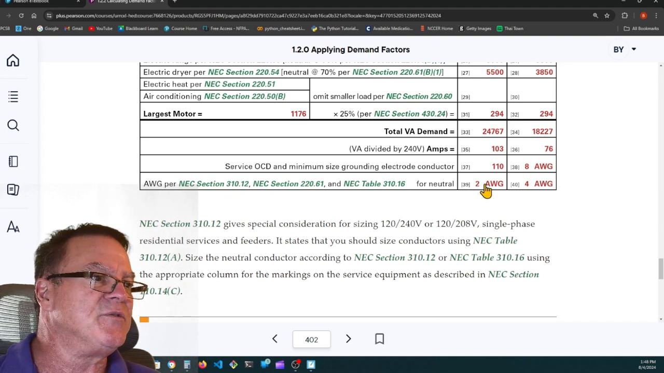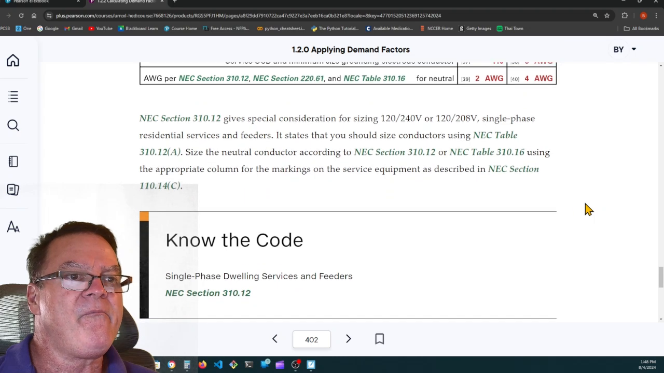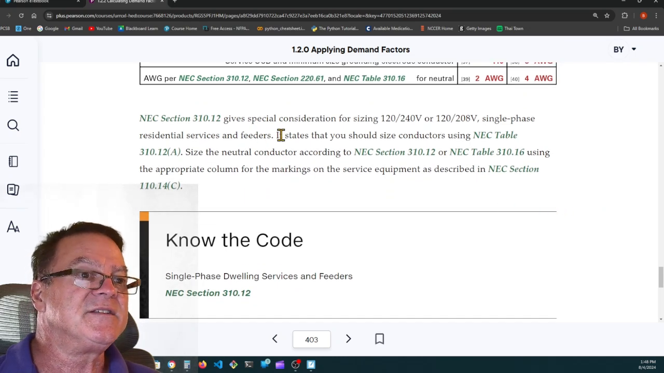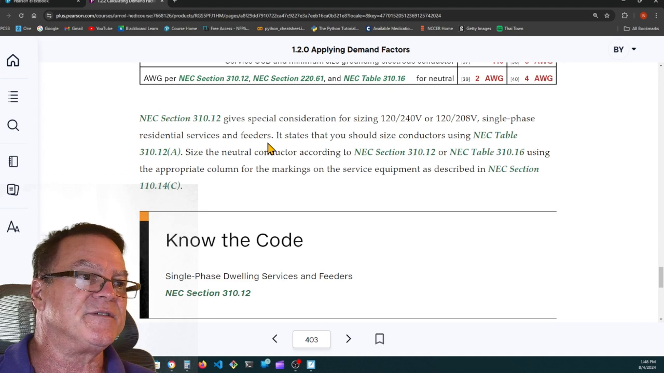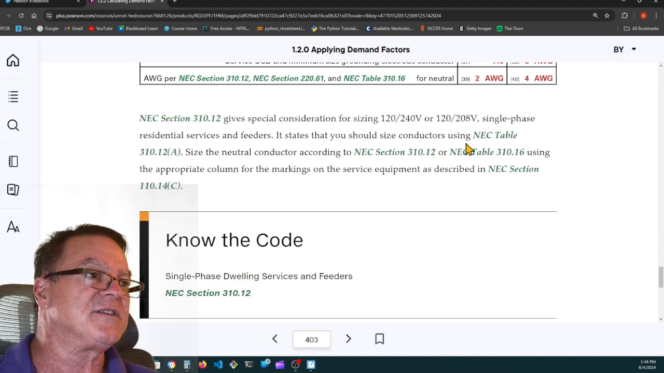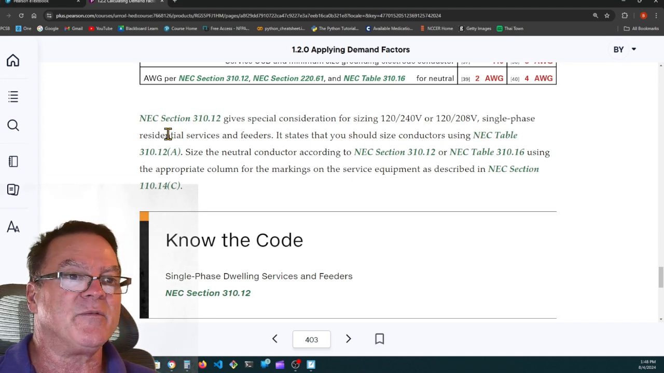310.12, this is a number 2 gauge and a number 4 for the neutral. The grounding electrode conductor can be a number 8. NEC section 310.12 gives special consideration for sizing 120/240 or 120/208 single-phase residential services and feeders. It states that you should size conductors using NEC Table 310.12(A).